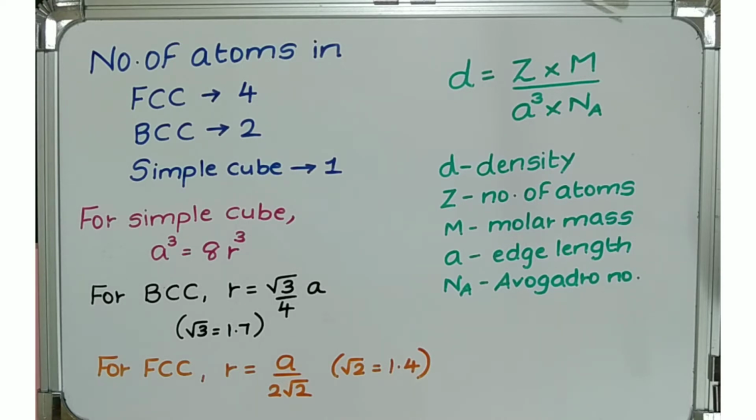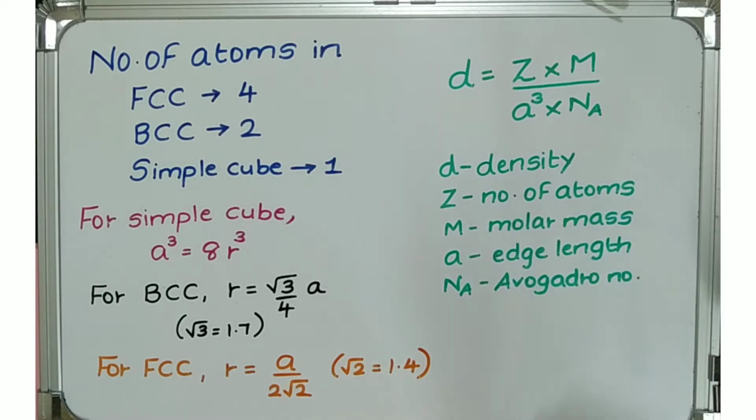So you can see for simple cube, A cube is equal to 8R cube. For BCC, R is equal to root 3A by 4. If root 3 value is not given in the question, you have to write it, that is 1.7. For FCC, R is equal to A by 2 root 2.